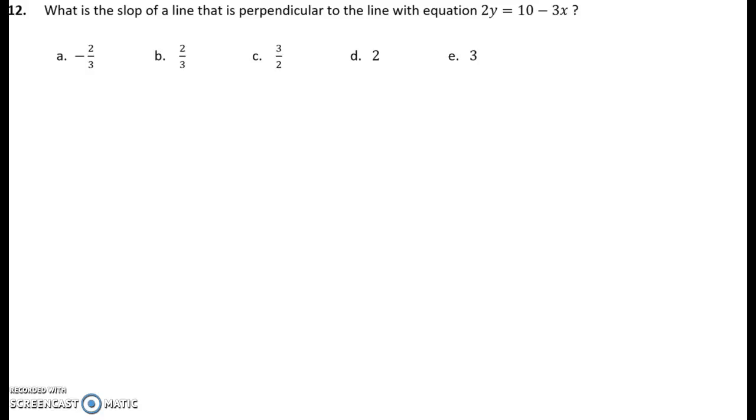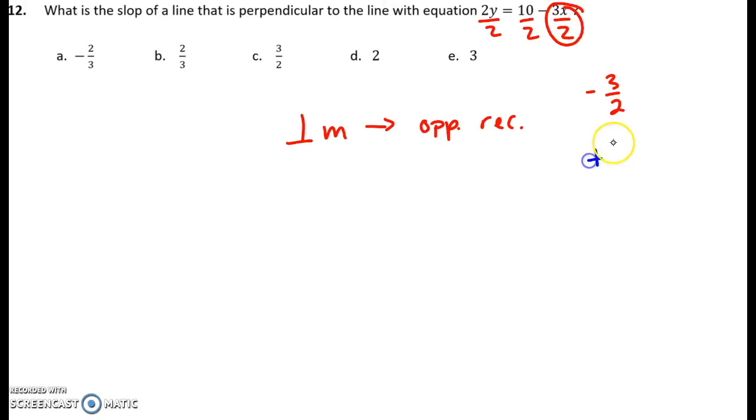Problem number 12 says, what is the slope of a line that is perpendicular to the line with the equation 2y equals 10 minus 3x? So if we're going to have perpendicular slope, you need to have opposite reciprocal slopes. So first thing I want to do is solve for y. So when I divide everything by 2, this is your slope. So that is negative 3/2. So the opposite of that would be a positive number. And then I want to flip your fraction, which is 2/3. Letter choice B.